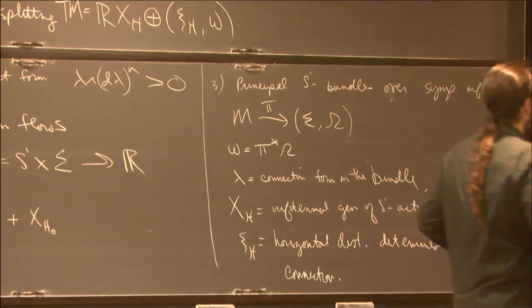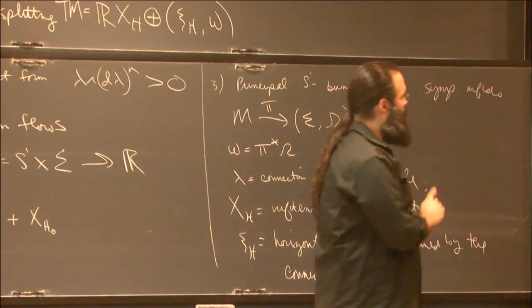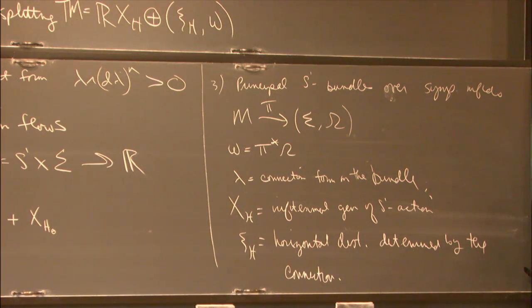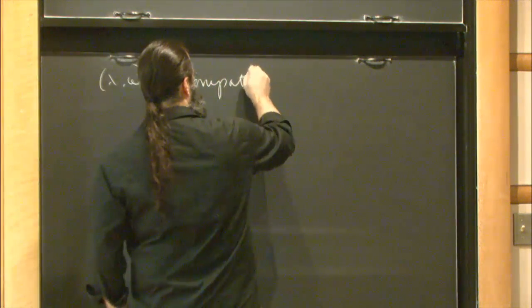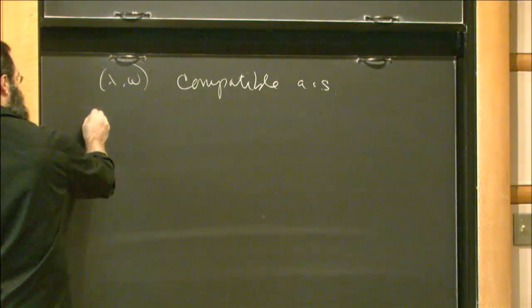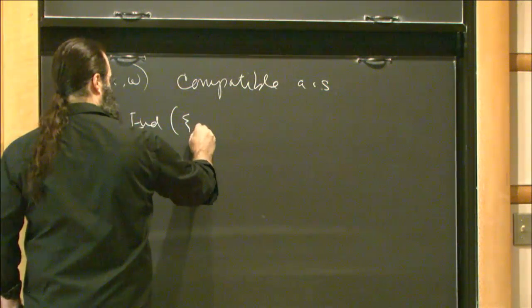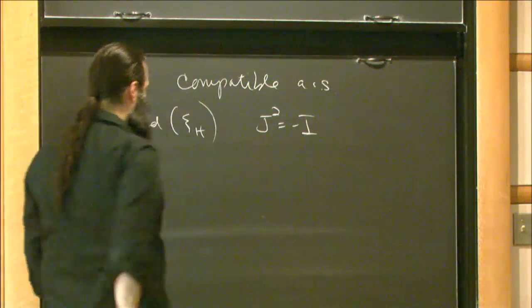Okay, so let's start here. We want to talk about pseudo-holomorphic curves in cylindrical manifolds over these things. Given a stable Hamiltonian structure, lambda omega, we can talk about compatible almost complex structures. What this will be is we first choose a J, an endomorphism of this hyperplane distribution that squares to negative the identity.